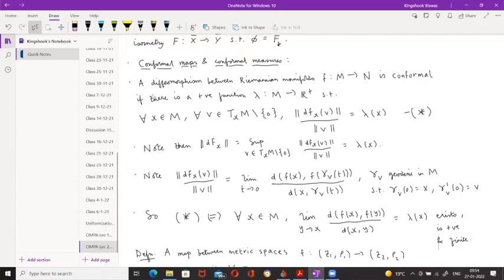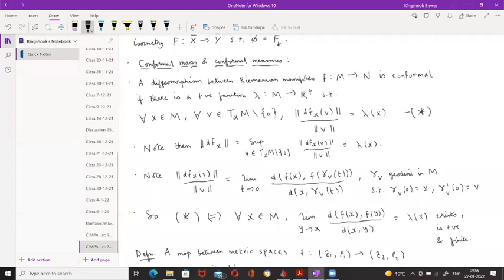Okay. So now let me talk about conformal maps first. You may or may not have seen this. So first of all, what is a conformal map between Riemannian manifolds? A diffeomorphism f between Riemannian manifolds from M to N is said to be conformal if there is a positive function lambda from M to R plus, such that for any x in M and for any non-zero tangent vector v at x, the norm of df_x v divided by the norm of v is equal to lambda of x.